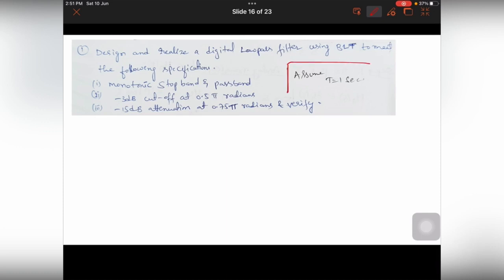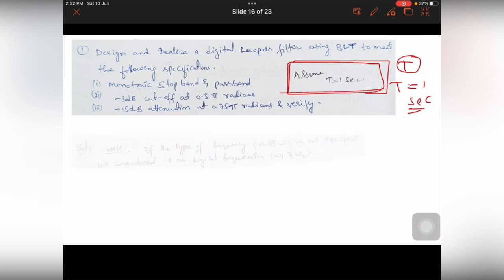Generally, they will give the time period T. The time period T is not mentioned in the problem. In bilinear transformation, you can generally assume the default value of time as 1 second. Here also it is not clearly given, so that's why I am assuming T is equal to 1 second. You have to remember this, because when we convert your H of s to H of z, we require the sampling time T, which is 1 second. Generally they will mention 2 seconds, 5 seconds or 3 seconds like that. If it is not clearly mentioned in the problem, assume T is equal to 1 second.